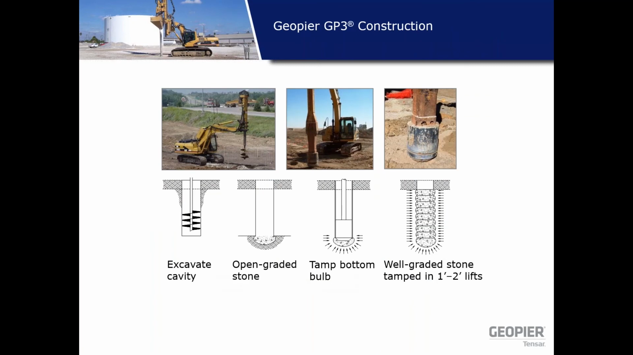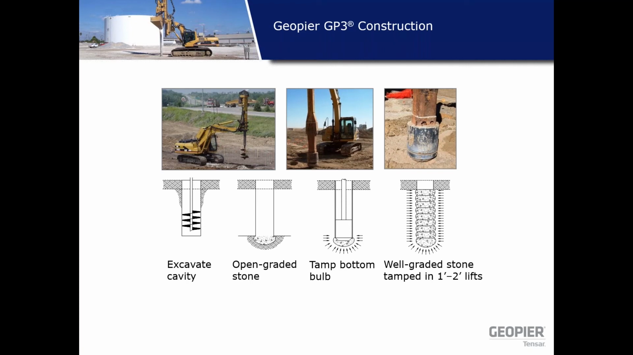Typical equipment setup of a Geopier foundation system. What you see is a Geopier drill or auger to drill a hole. In the middle and the third picture, you see a bevel shaped patented tamping foot, which we use to ram the aggregate in the hole. So the simple process is you excavate a cavity with the Geopier auger. You dump open graded stone at the bottom, and then you compact it. Once the bottom bulb is built, you use well graded stone, compact it in thin lifts, and you build a dense column of aggregate.